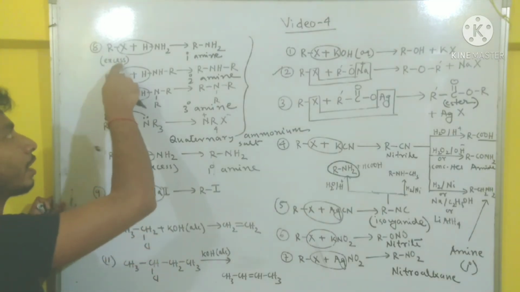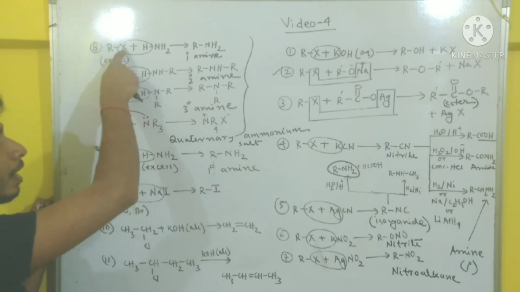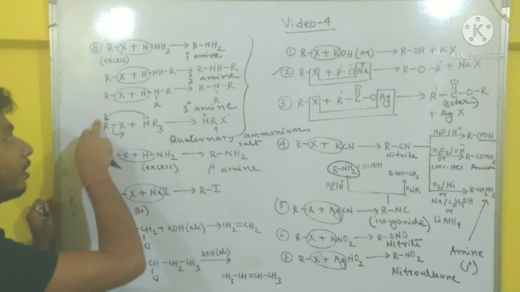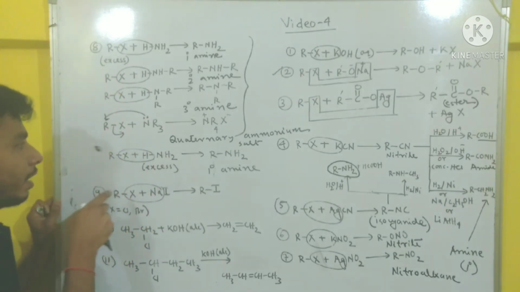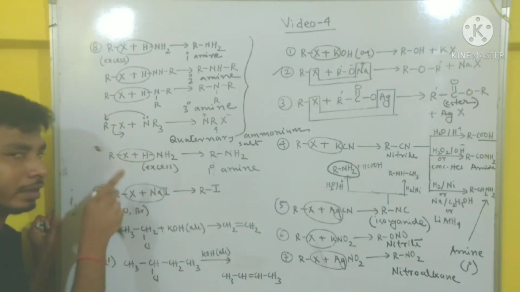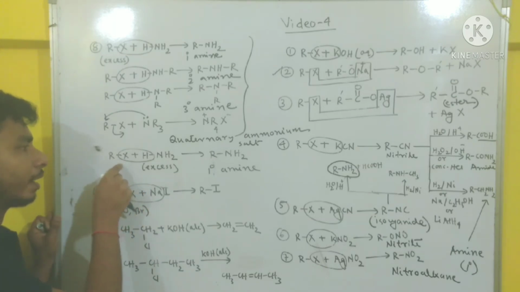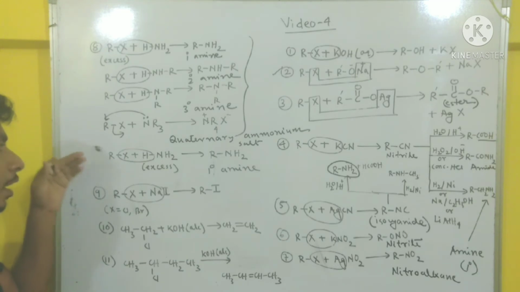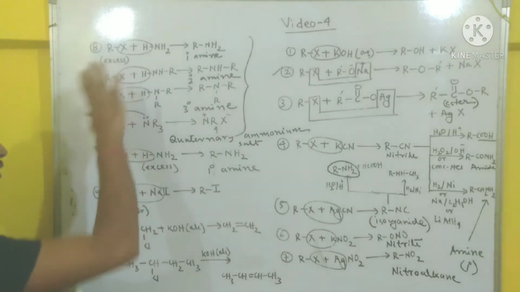But here excess alkyl halide is used, so some of the alkyl halide remain unused. So the unused alkyl halide reacts in the remaining steps. But here alkyl halide is in the limited amount. All alkyl halide get consumed in the first step. So there is no unreacted alkyl halide, so here second step, third step is not possible. This is the reaction with ammonia.